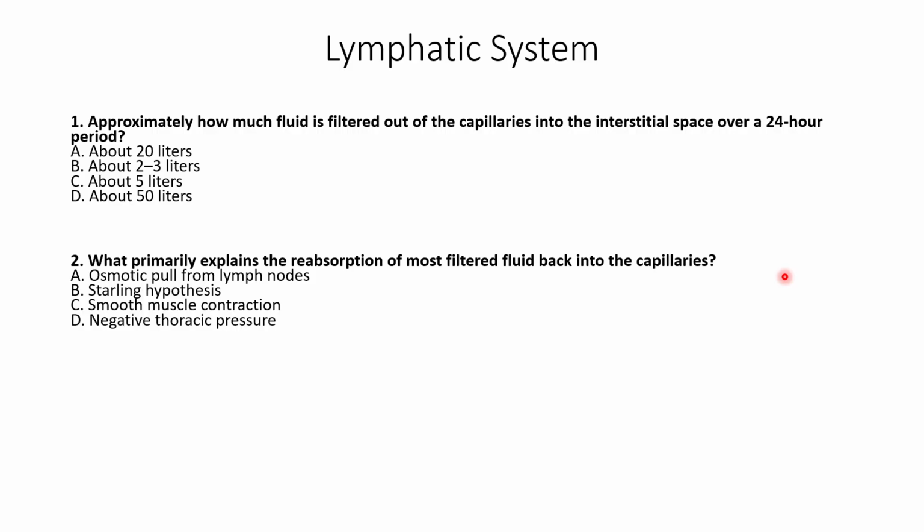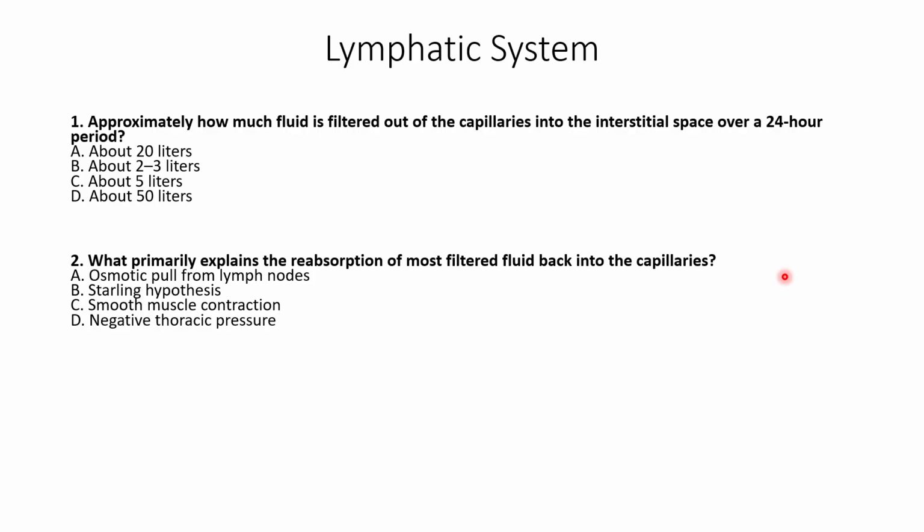Does anyone need some explanation as to what the Starling hypothesis is? It's basically a logic that explains fluid movement, and why fluids need to move in and out of capillaries. It's the balance between hydrostatic pressure and oncotic pressure, or colloid osmotic pressure. It explains why fluid leaves capillaries at one end and returns at the other, right? At another.